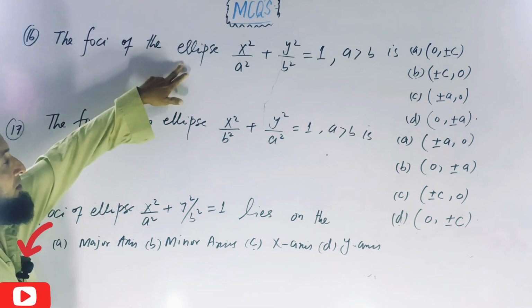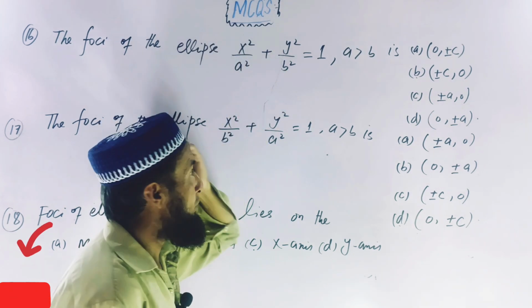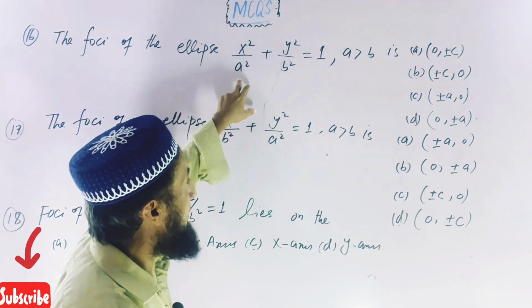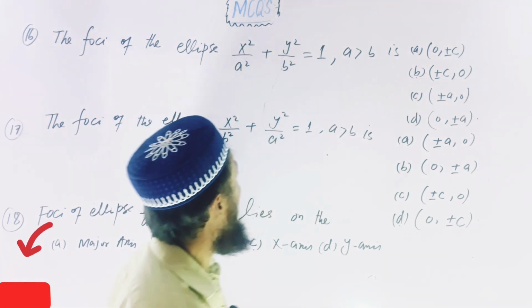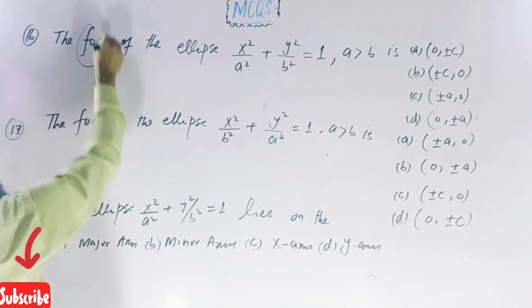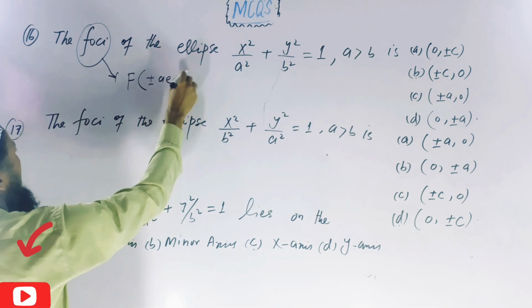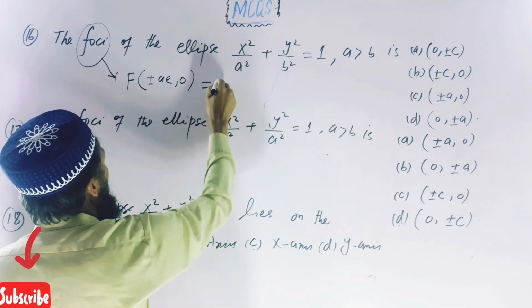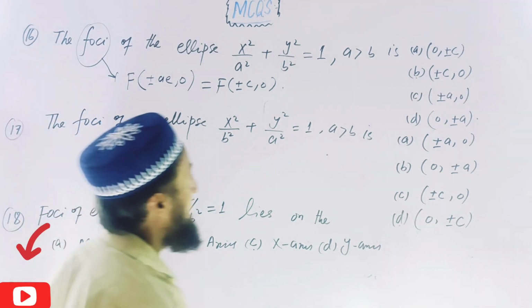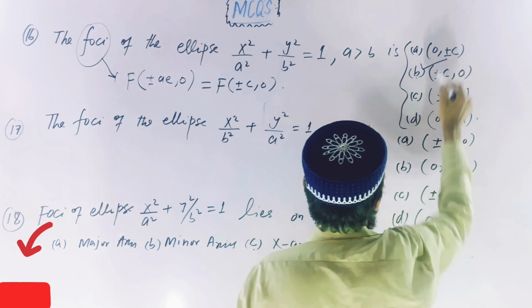16. The foci of the ellipse x square divided by a square plus y square by b square is equal to 1 if a is greater than b. A is greater than b means that the ellipse is lying along the x-axis. So the foci must lie along the x-axis. So the foci are plus minus ae, 0, or we can write plus minus c, 0. We check the answer options here, and options C and B are the correct options.